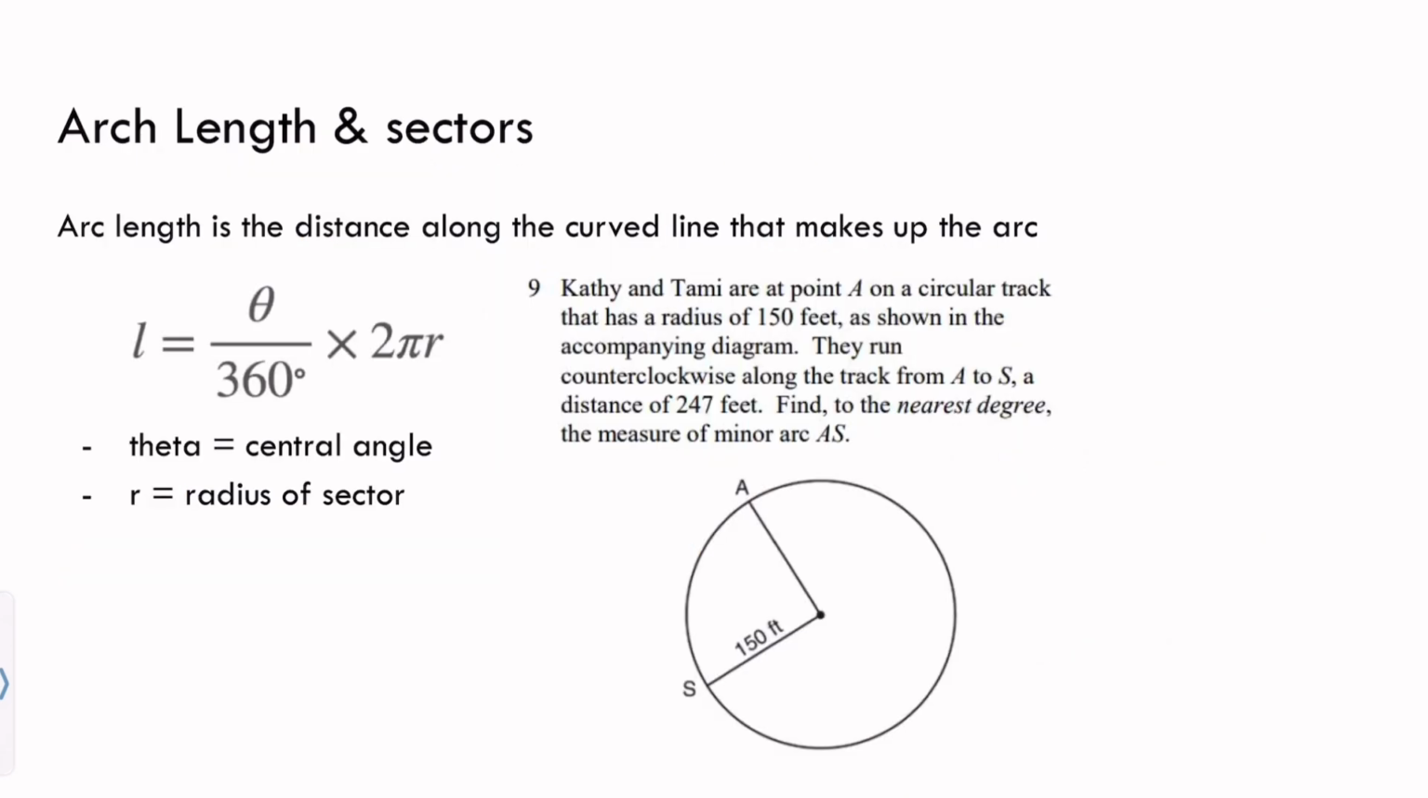Okay, so moving on to arc length and sectors. The arc length is the distance along the curved line that makes up the arc. So this equation right here is associated with arc lengths. Theta is the central angle, so looking at this diagram right here, this is what theta is.